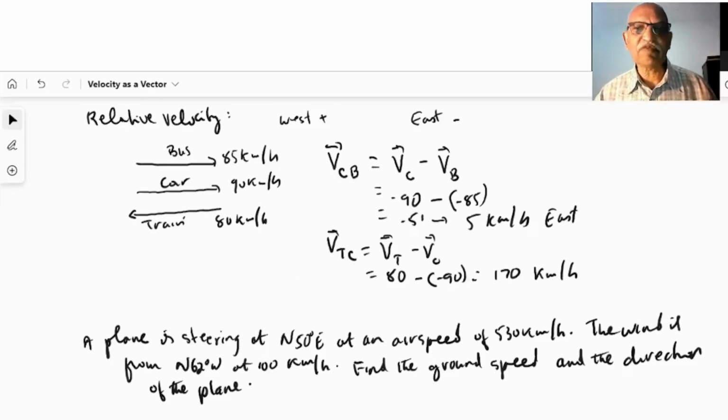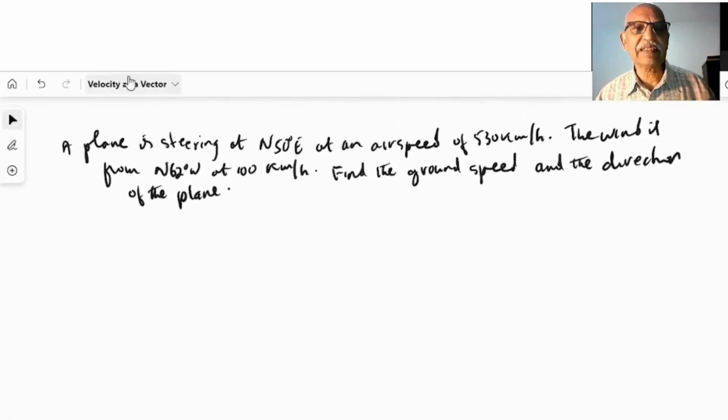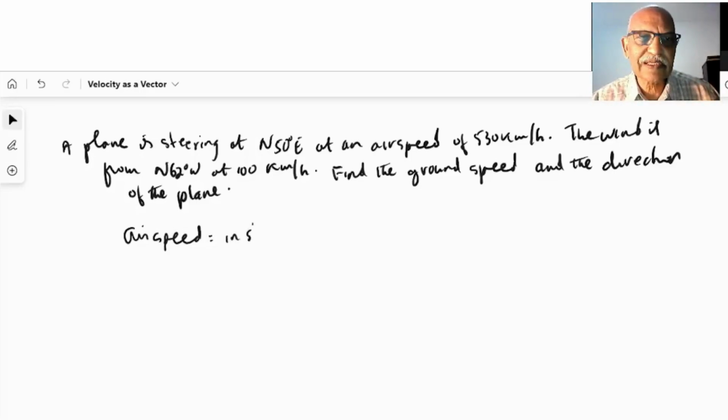Okay, let's see an example for a plane. A plane is steering at N50E, that means east of north, at an airspeed of 530 kilometers per hour. The wind is from, the wind is always written as from, west of north, 62 degrees, at 100 kilometers per hour. Find the ground speed and the direction of the plane. Before we start, when we say airspeed, airspeed means in still air.